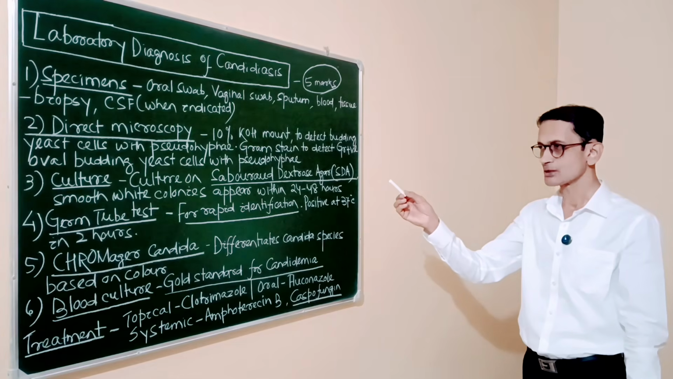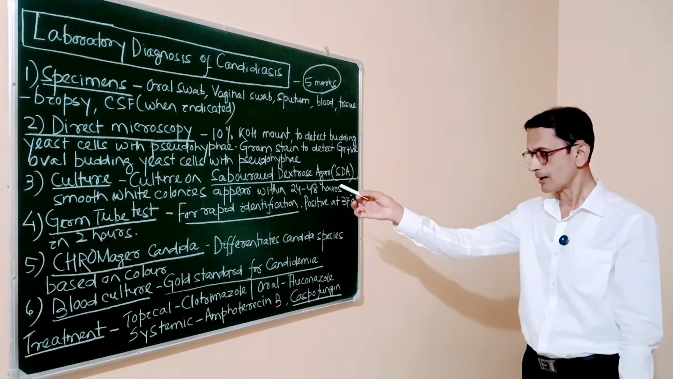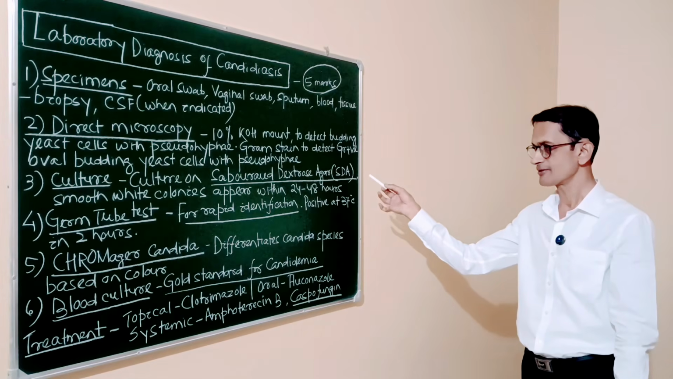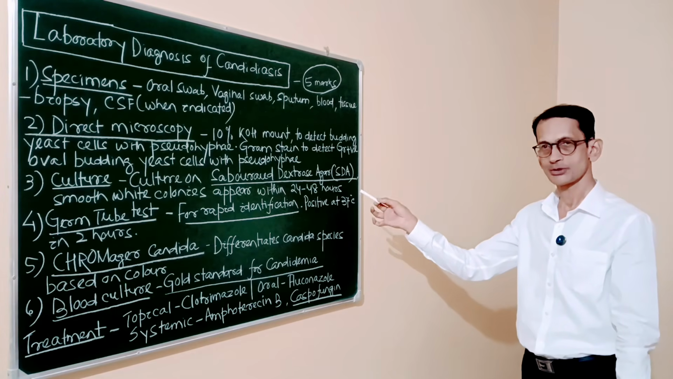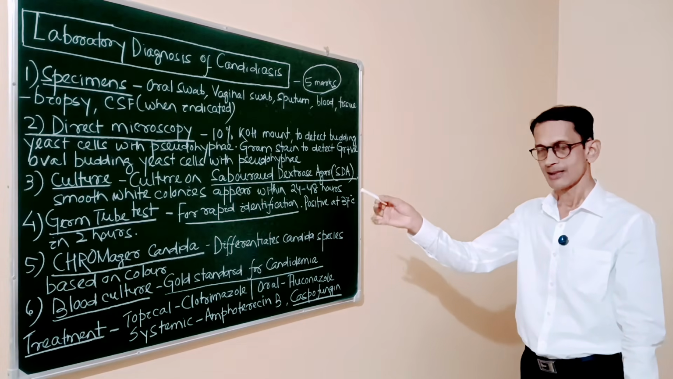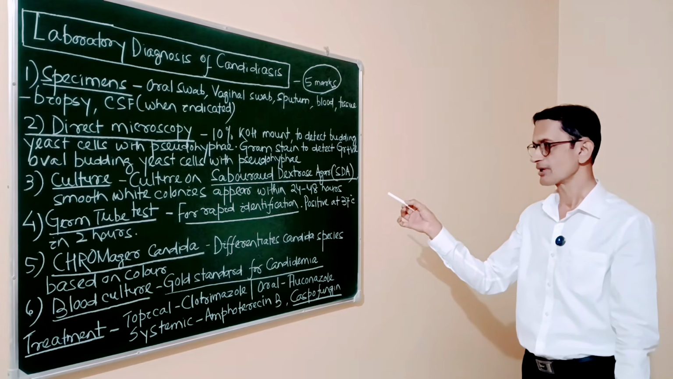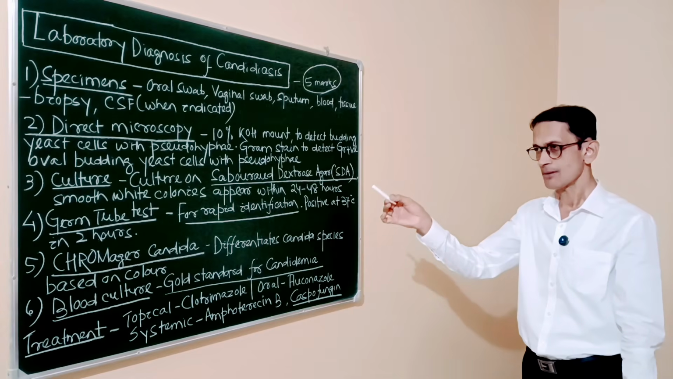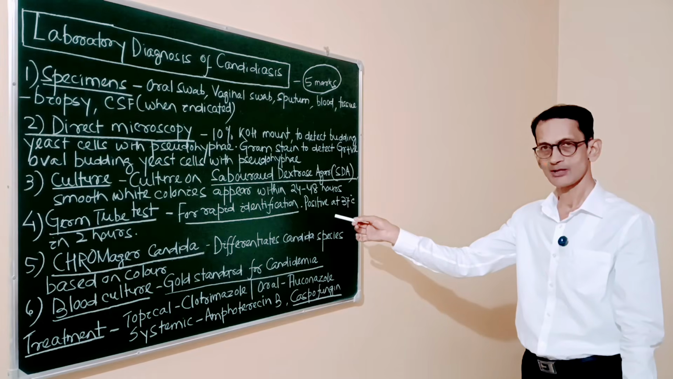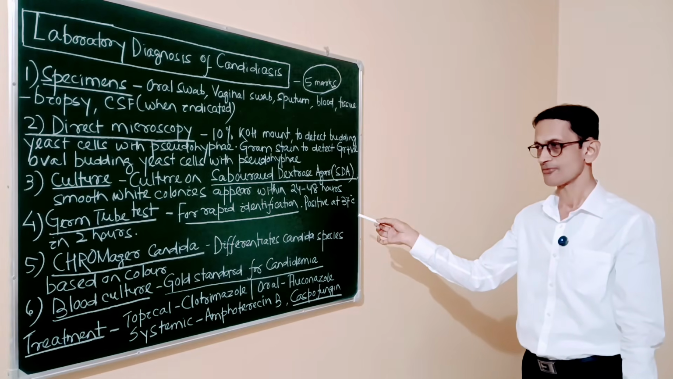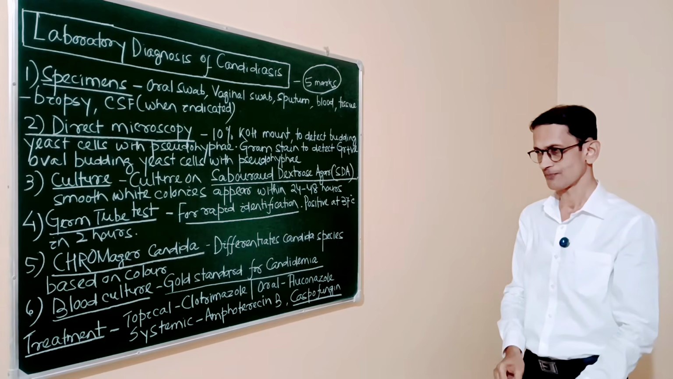Culture is done on Sabouraud dextrose agar. Underline this. Very specific for MCQ. SDA, Sabouraud dextrose agar, where smooth colonies are formed within 24 to 48 hours. Germ tube test, underline this, for rapid identification, where positive results are found at 37 degrees centigrade in 2 hours.